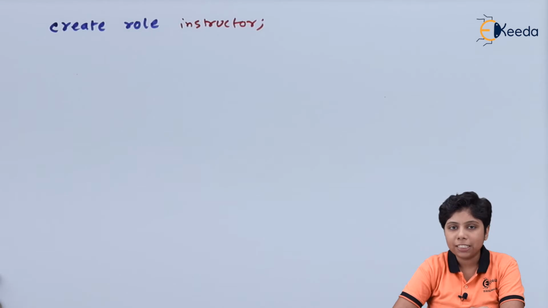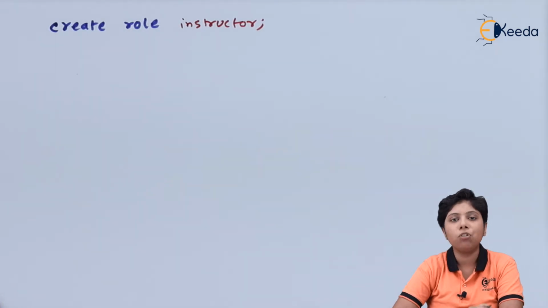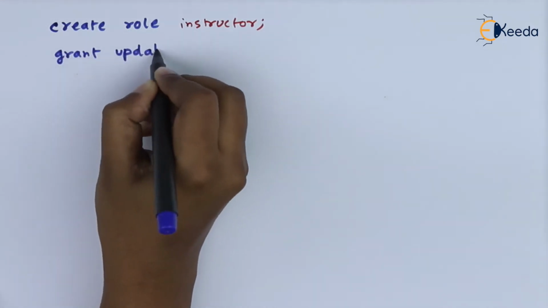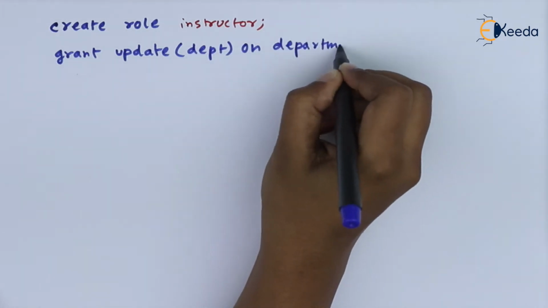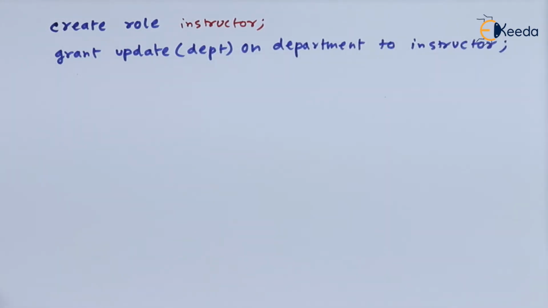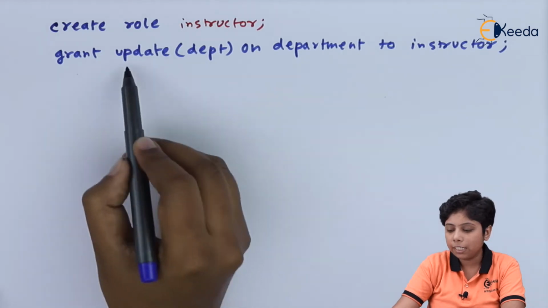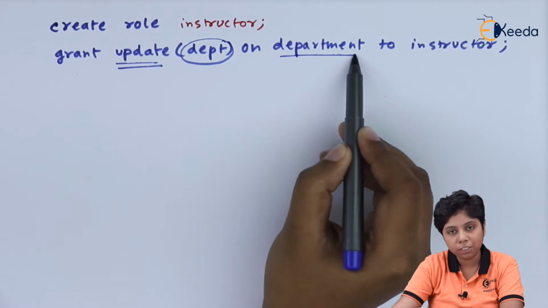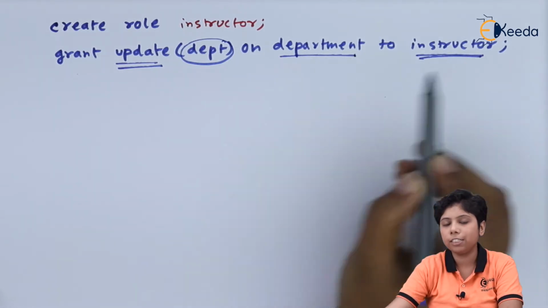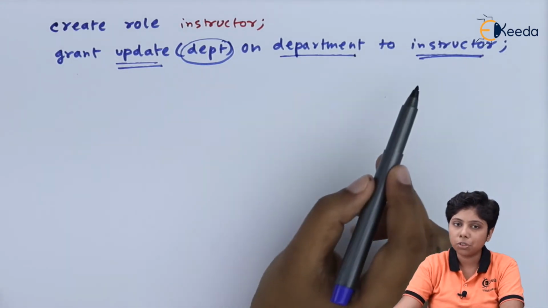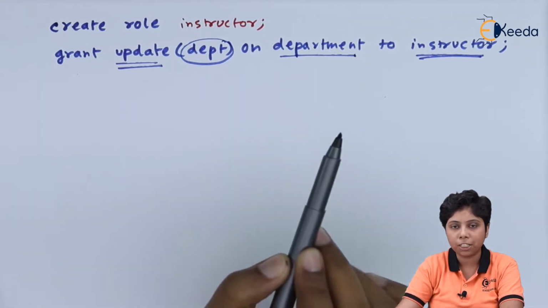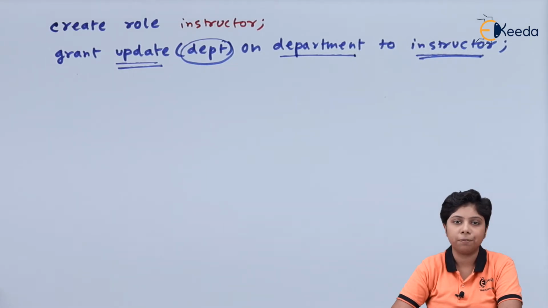See, I have created a role instructor, and the role instructor can grant privilege on behalf of the users. So here I am granting the update privilege on the department attribute of the department relation to the instructor role. So whoever has the instructor role can update the department attribute of the department relation.